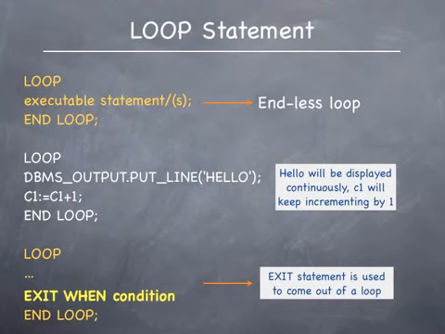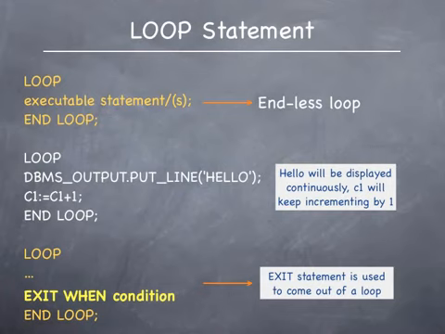In this video, I'll be discussing the first type of loop statement, whose syntax is on the slide. It begins with the word loop. This is followed by one or more executable statements. After you have finished identifying the statements that must be repeated again and again, you will close the loop construct with the words end space loop.